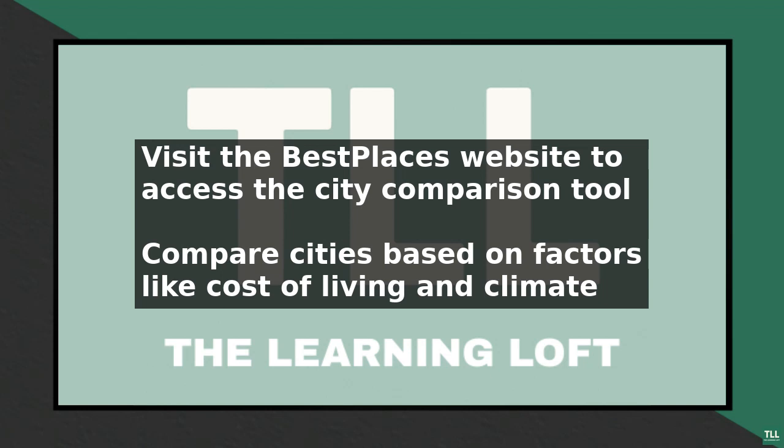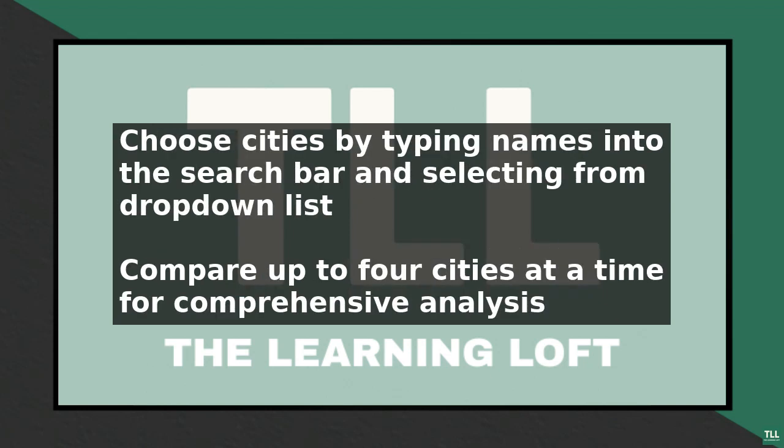From the drop-down list you can compare up to 4 cities at a time. Next, select the categories you want to compare, such as overall cost of living, housing, transportation, and utilities. You can also compare cities based on demographic factors like population, median age, and median household income. Once you have selected your cities and categories, click on the Compare button to generate a comparison report.